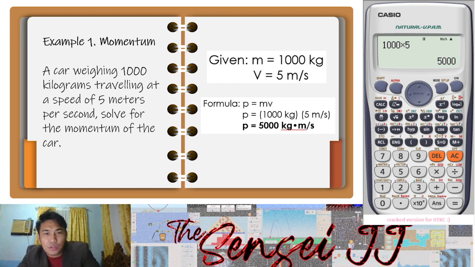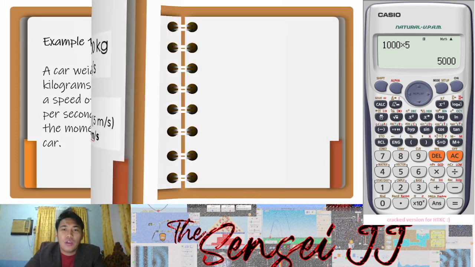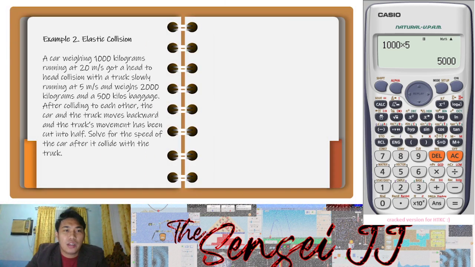Okay, so let's move on to the next example. A car weighing 1,000 kilograms running at 20 meters per second has a head-to-head collision with a truck slowly running at 5 meters per second and weighing 2,000 kilograms, with 500 kilos of baggage. After colliding with each other, the car and the truck move backward, and the truck's speed has been cut in half. Solve for the speed of the car after it collided with the truck.